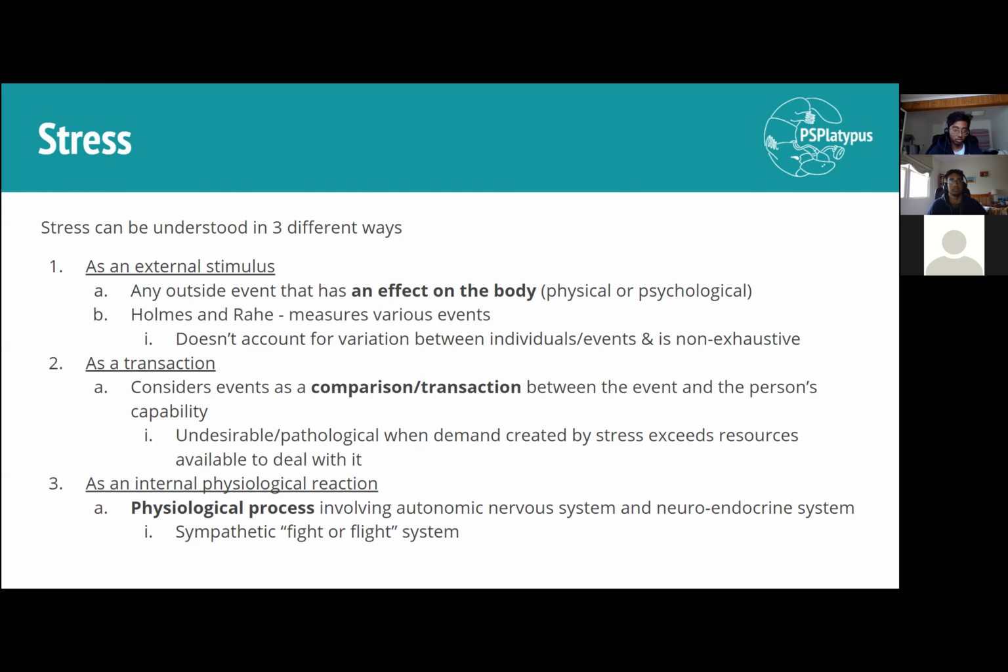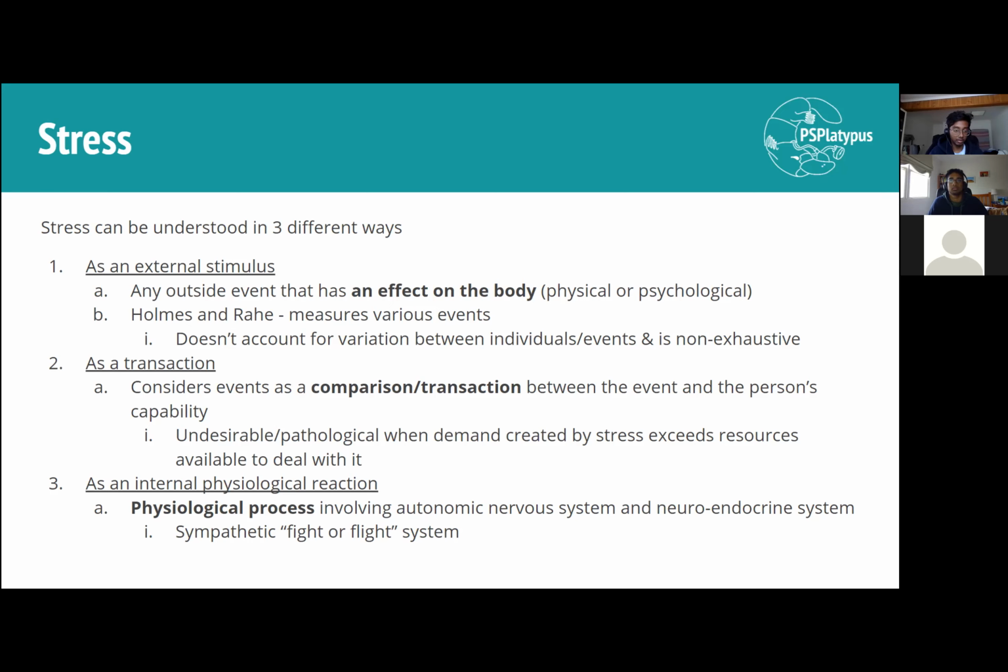As a transaction, we can consider events as a comparison or a transaction between the event and the person's capability or ability to cope with that event. So stress becomes undesirable or pathological when the demand created by the event exceeds resources available to deal with it, i.e. the person's capability.